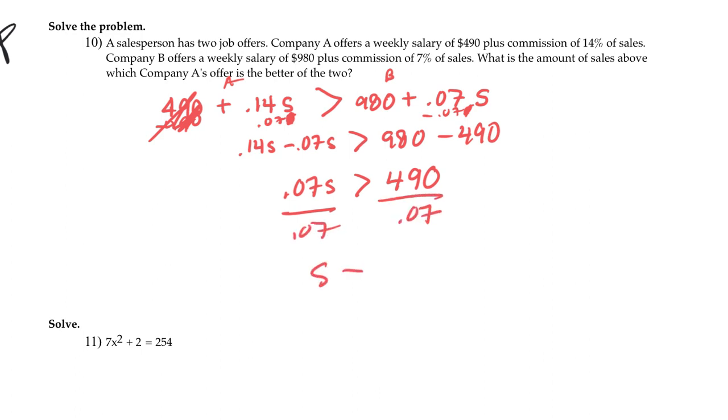And so S will be, if the sales are greater than whatever this comes out to, I don't know what it is, 4,900. Maybe there's another 0 or 1 zero less, something like that. You can do that division. And so it'd be S is greater than that.